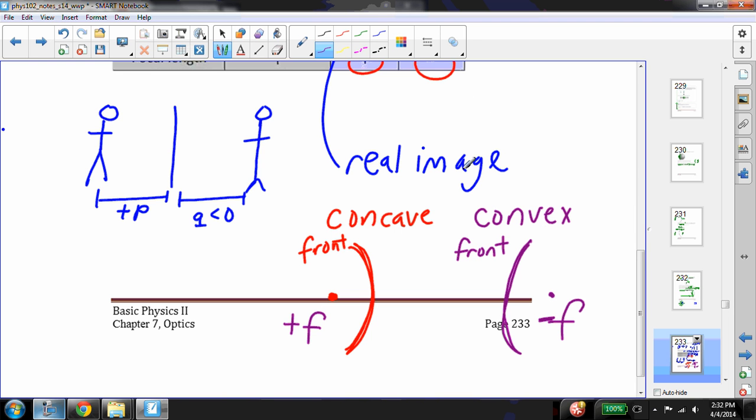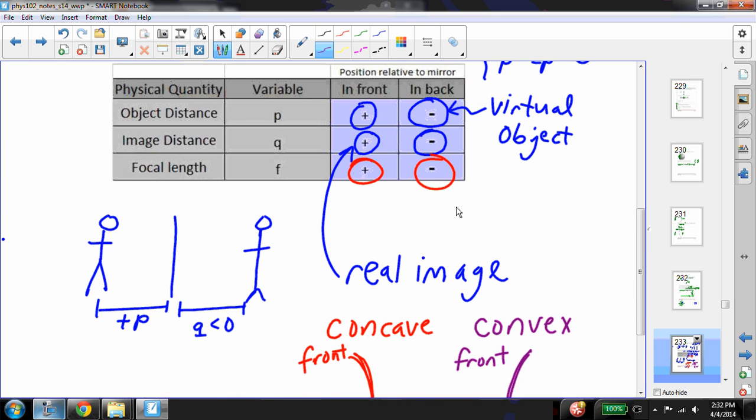So I try to put in these little tables to help you. If the focal length is in front, that's for a concave mirror, it's positive. If it's in the back, that's for a convex mirror, it's going to be negative.